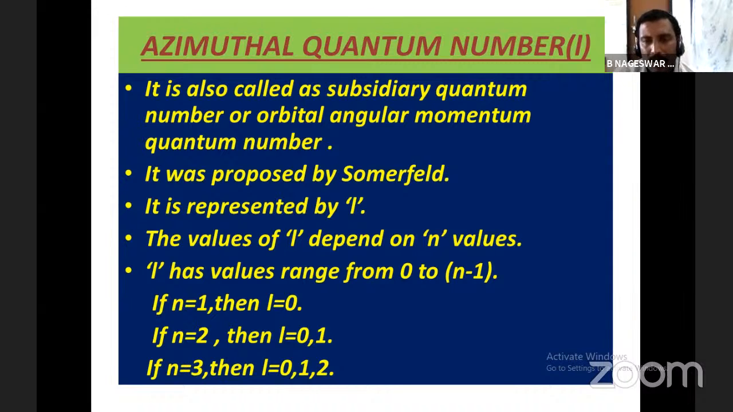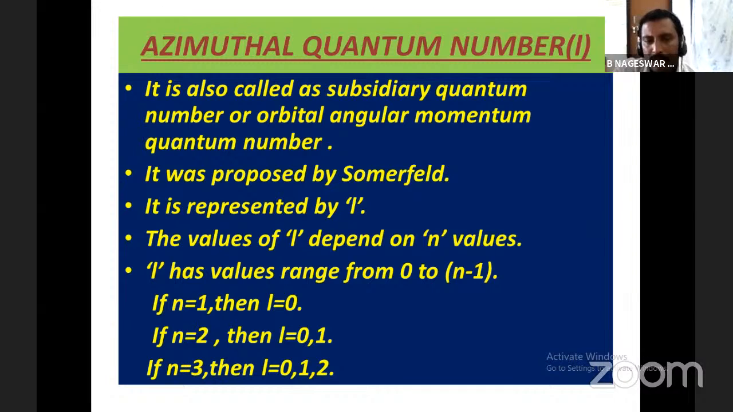The values of small l depend completely on n values. The values have a range from 0 to n minus 1. Remember children, it's very important. l has values from 0 to n minus 1. If we are taking n is equal to 1, just substitute in the previous one.